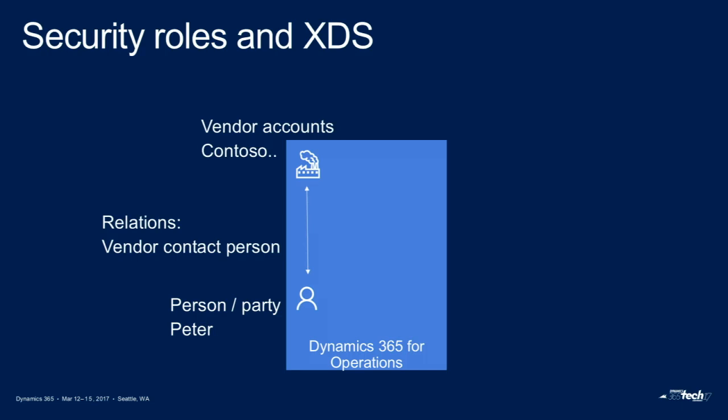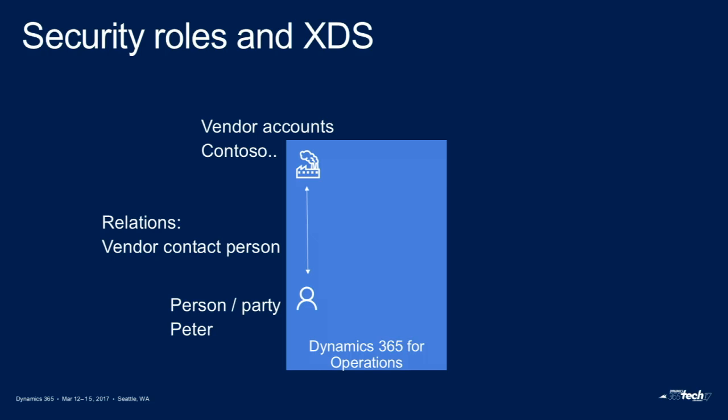How many are familiar with the party concept? Not that party, but that party. Okay, that's good. So it's a generic representation of something, a person in this case, and a person in real life is of course a person that we're trying to represent in AX, and that person can have contact persons playing a role as contact person for different vendors. So we're utilizing that relation.